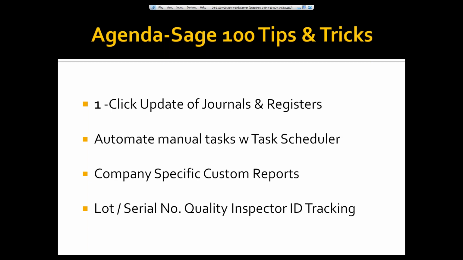We're going to also expose you to the task scheduler and show you how you can use that to automate some otherwise manual tasks in Sage. We have a very fun feature to show you about how you can have a single custom report on a menu, but have that report behave very differently depending on the company that you run the report from. And lastly, we're going to do some customizations to add a quality inspector ID for a lot and serial number type of an item, flow that through the system and be able to see that information in a lot recall scenario. With that said, let's get started.